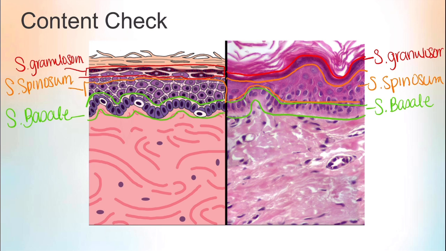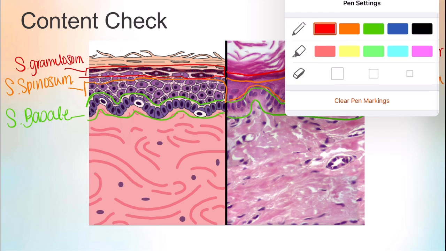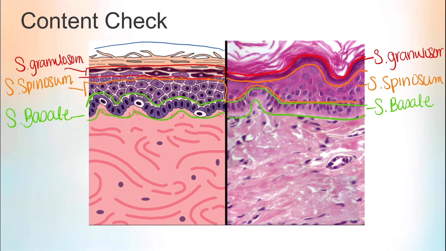And then our last one is going to be our stratum corneum. So again, our little horn layer. So this guy is going to be right here on top. He is probably the easiest to see out of all of these. And he will be our last one. So stratum corneum.